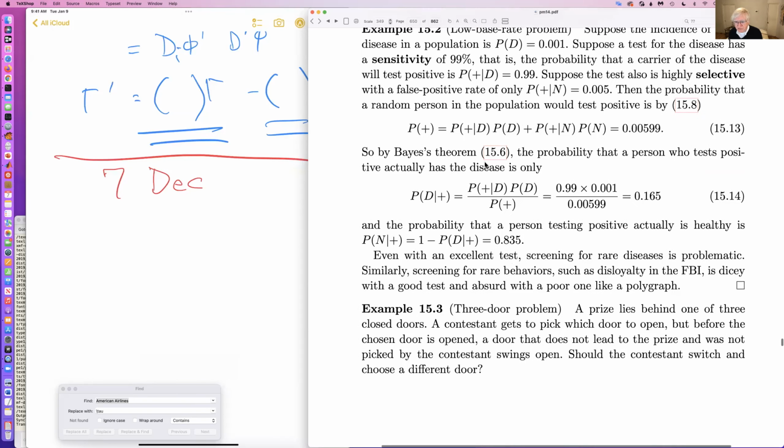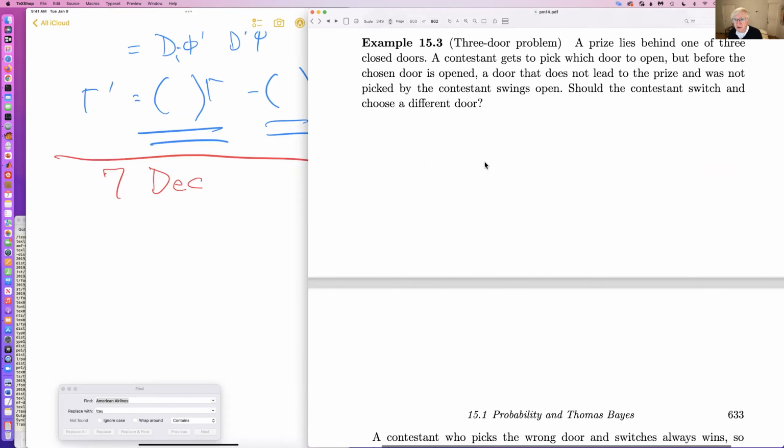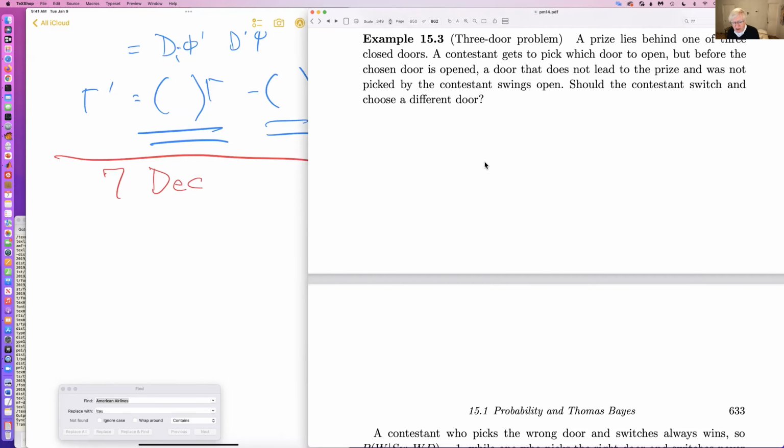So now let's go to the three-door problem. This is an amusing problem, and preparing for class, I read through it and was once again amazed. I don't know, maybe some of you are so perceptive that the result of the three-door problem strikes you as perfectly natural. I find it quite bizarre.